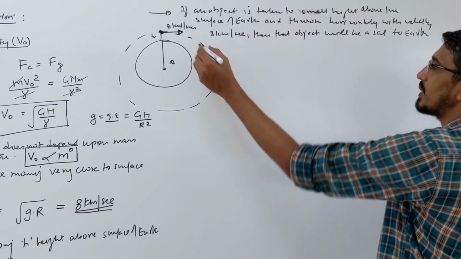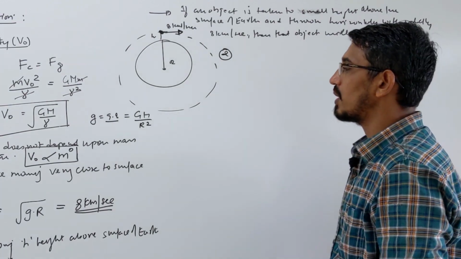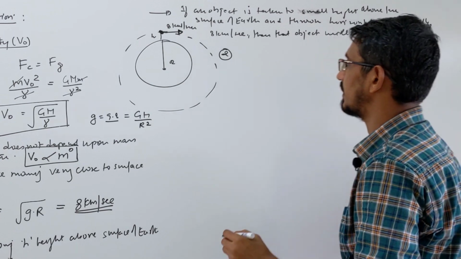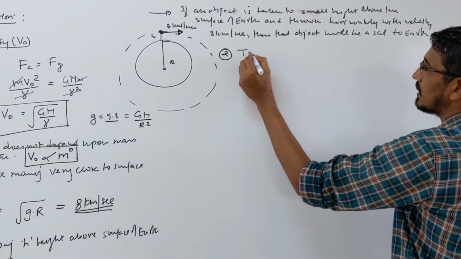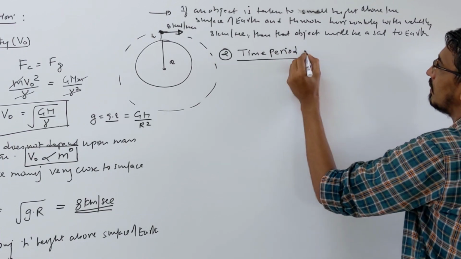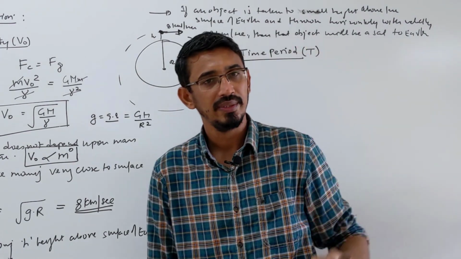Let's talk about the second point here. The second point is the time period: how much time it will take to go around the planet. You want to calculate how much time the satellite will take to go around the planet, okay?